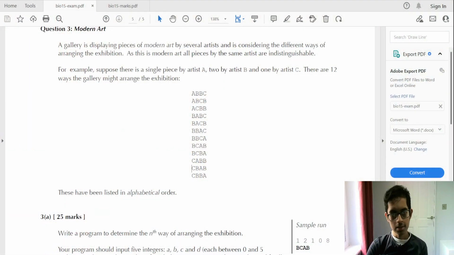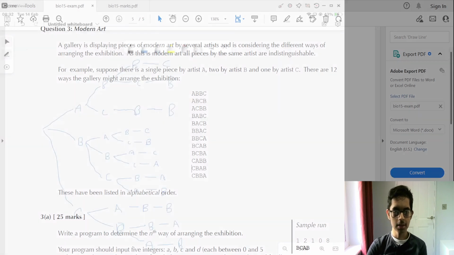Today we'll be taking a look at a British Informatics Olympiad question, the 2015 question 3. So I'll let you have a quick read of the question. It's quite easy to understand. And now I'll quickly explain the solution on a whiteboard.